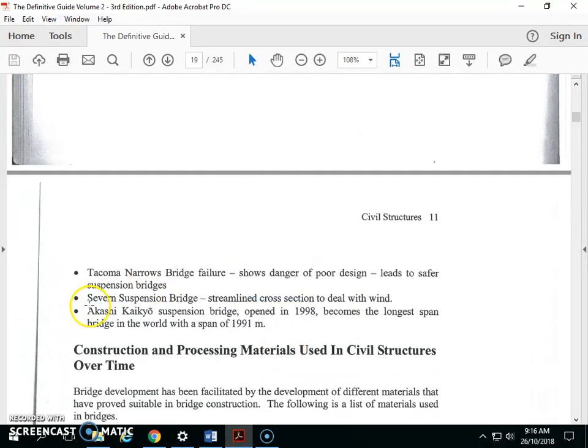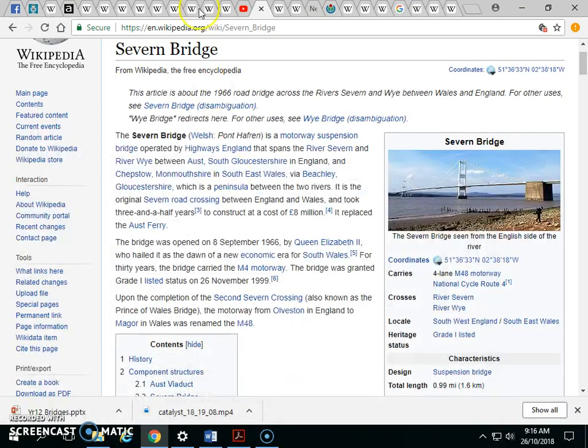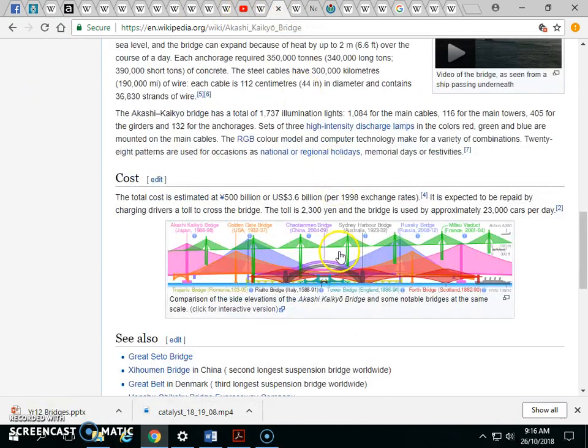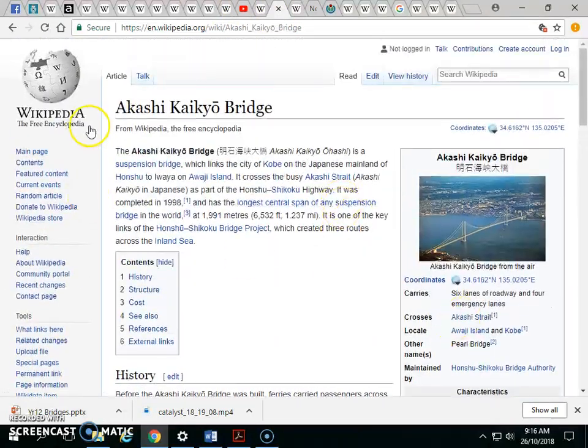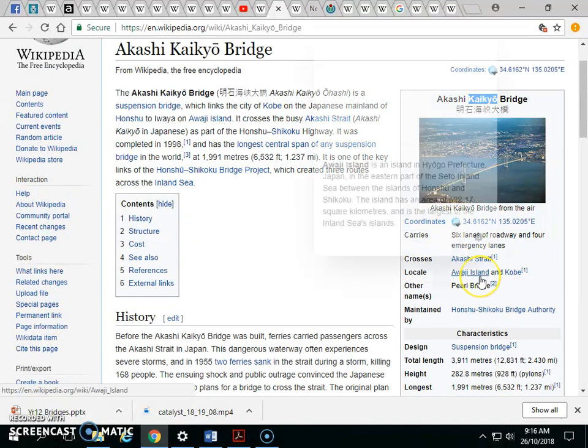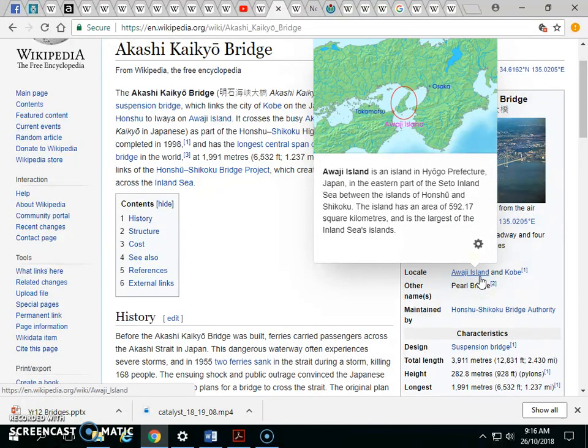The longest suspension bridge in the world at the moment is the Akashi Kaikyo bridge, which I think just means strait. The Akashi Strait Bridge joins, I think, Kobe and Awaji. Okay, so yeah, there we go. That's where it joins.